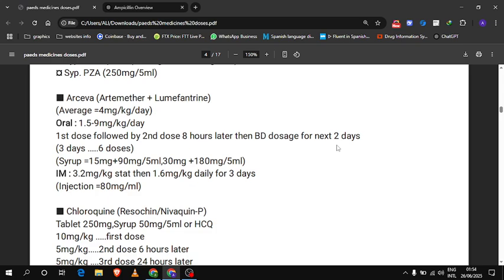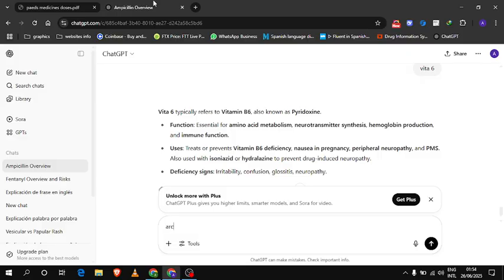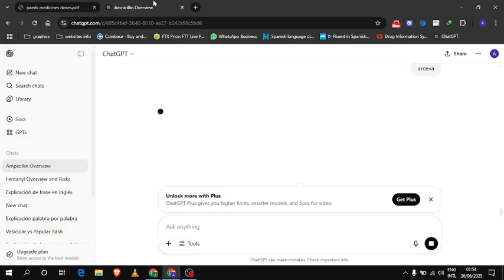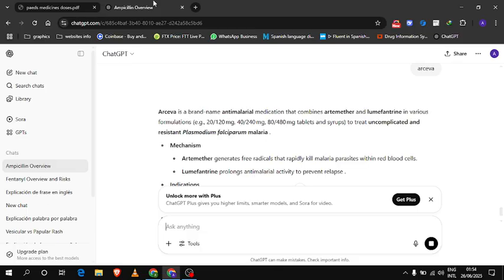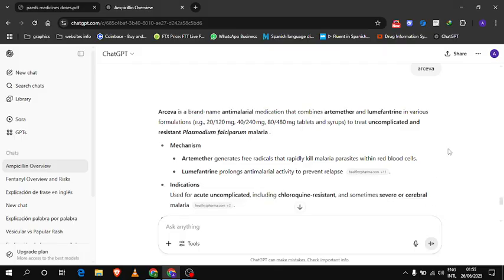The next is Arceva, anti-malarial, very commonly used, and it is very helpful in malarial infections, suspected malarial infections, and it is used a lot when there is no known cause of infection. When no source has been found, then mostly doctors suspect it to be malarial and start this medicine.